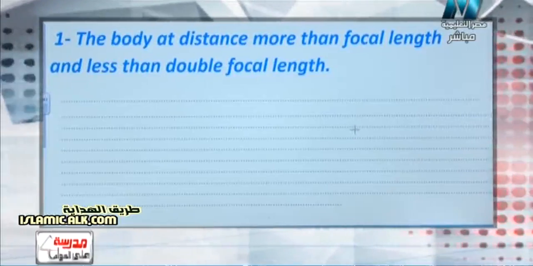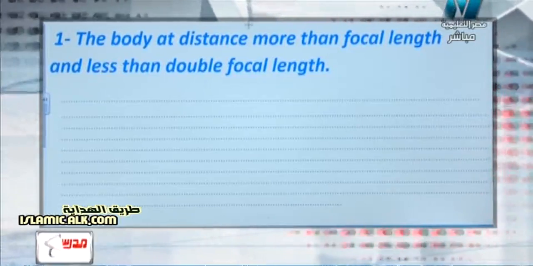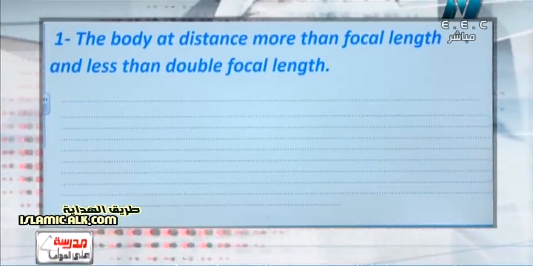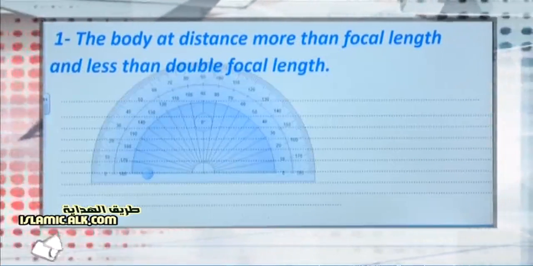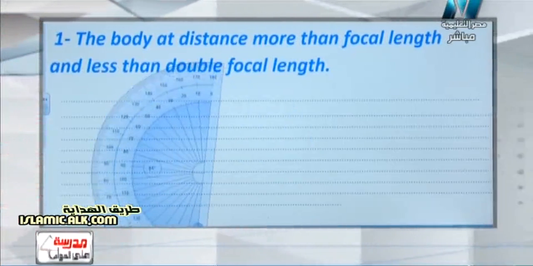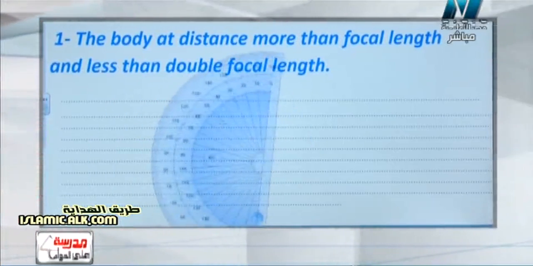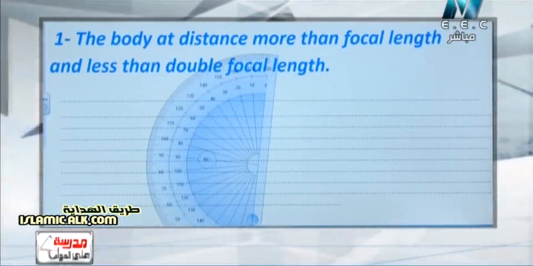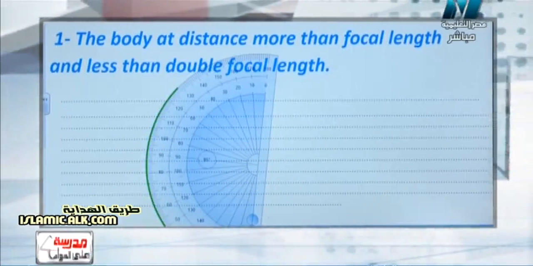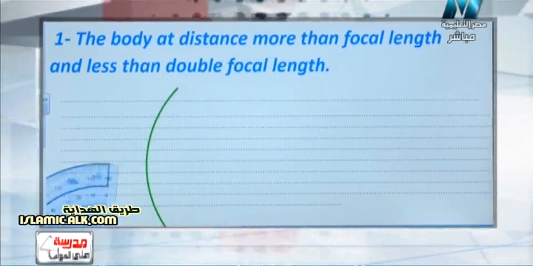Let's start with the first case. Let's solve a problem together. It says the body is at a distance more than focal length and less than double focal length. How can we deal with this type of problem? How do we solve it? Of course, we agreed that we bring what first? The protractor. By using the protractor we determine the arc. Okay, we have determined our arc. That is done, we do not need the protractor again.